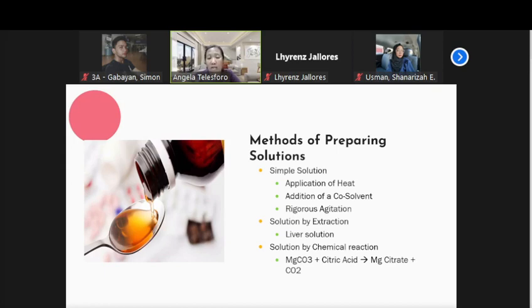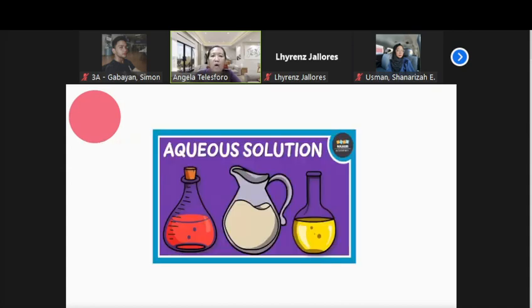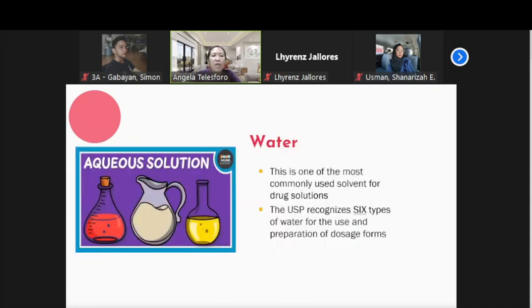We did this one in the lab. We made magnesium citrate solution, no? So we mix the magnesium carbonate and citric acid, and the product that we obtain is magnesium citrate. So aqueous solutions, water. This is the most commonly used solvent. Water is the universal solvent.